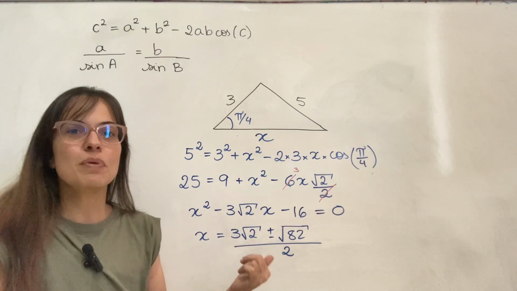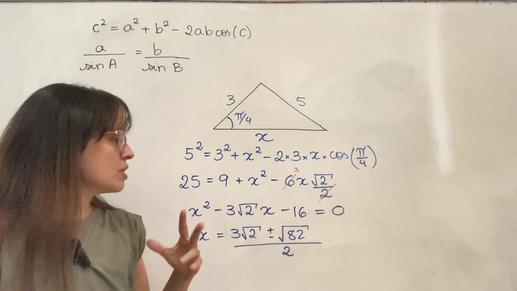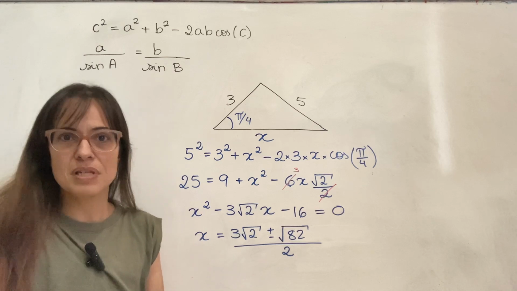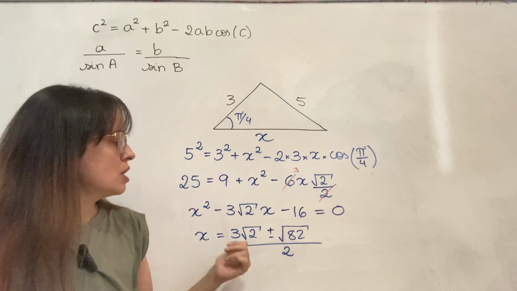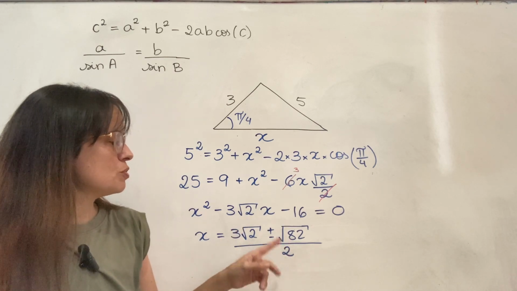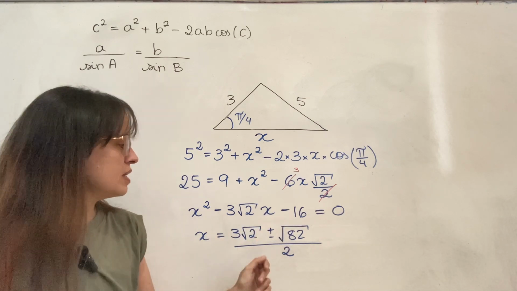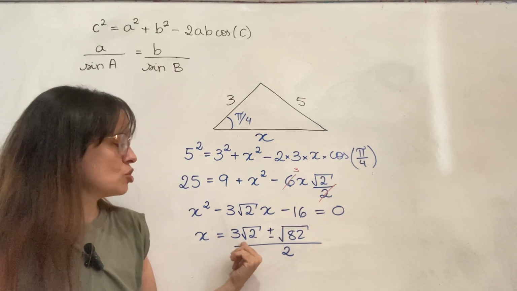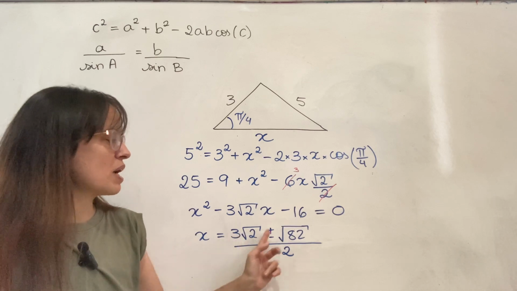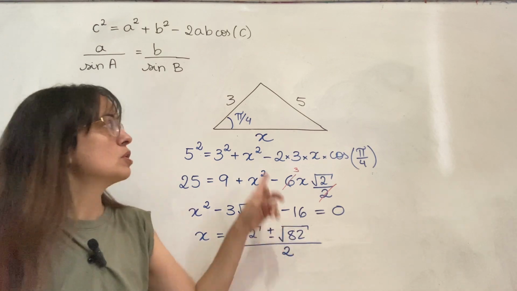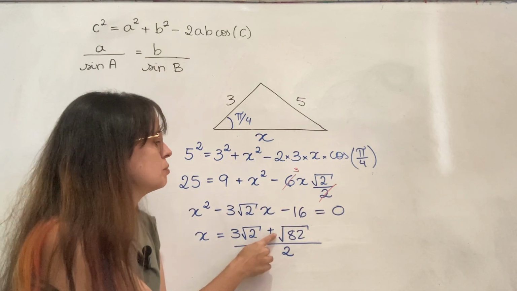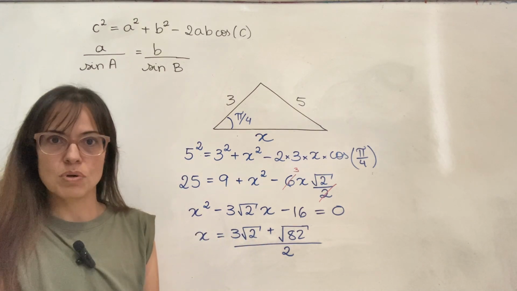But wait, there's a plus or minus, so do I have 2 answers? Well, no, not really. Sometimes you can, but not in this situation. 82 is more than 81, so the square root is more than 9, and this is not more than 9. So if you do this minus that, it becomes a negative number. Your x can't be a negative number, so it's actually just this one.